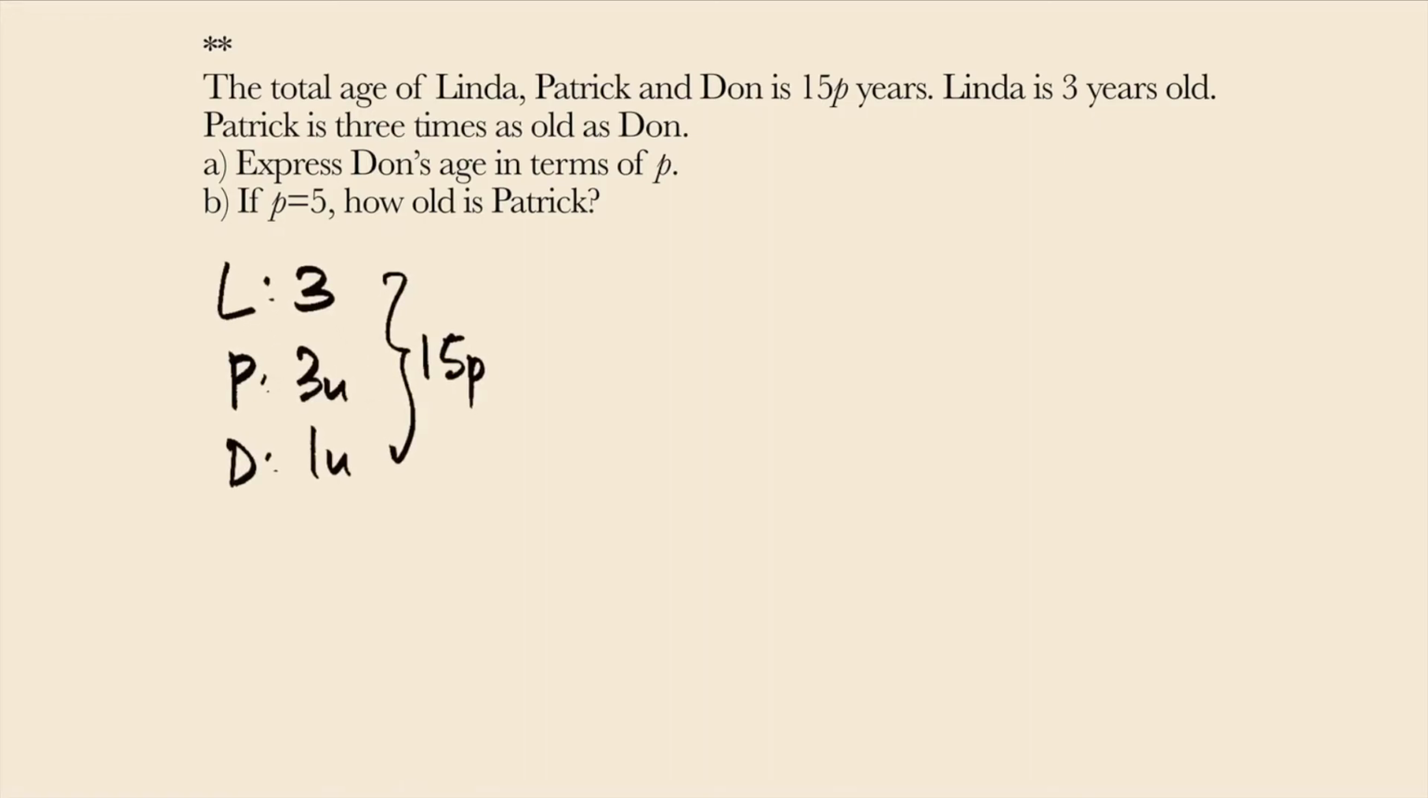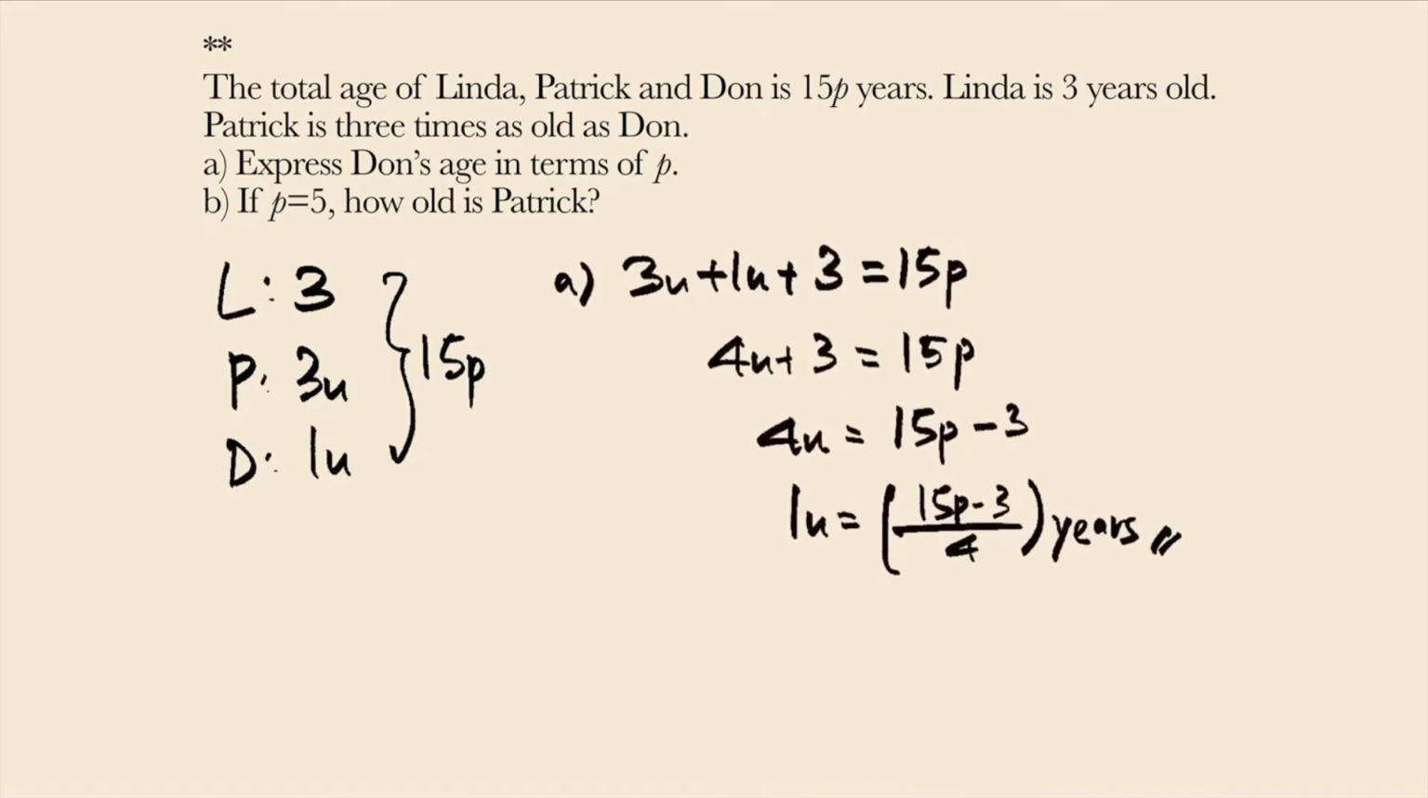Well, we can make everything clear. Linda, 3 actual years old. Patrick, 3 units. Don, 1 unit, total 15p. What's Don's age? We're interested in 1 unit here. So form an equation: 3u plus 1u plus 3 is 15p. Combine 3u and 1u to get 4 units. Move that positive 3 over, then divide that by 4. That will be Don's age in terms of p.